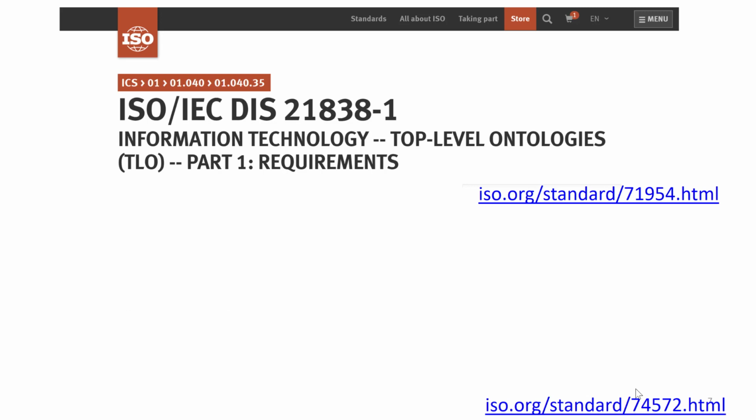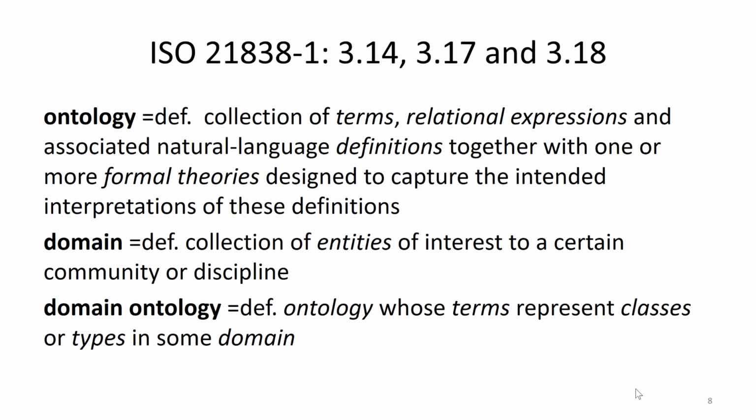Okay, so we're going to start with part 1. Part 1 is about the requirements for being a top-level ontology. Now, one obvious requirement would be that you have to be an ontology in order to be a top-level ontology. And so we defined ontology in part 1 in the following way.